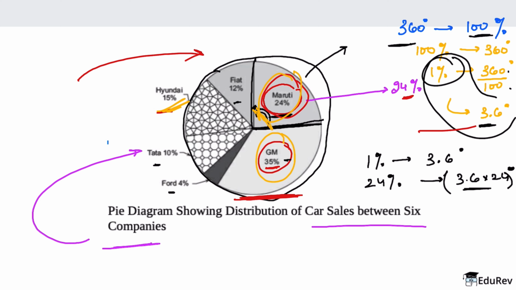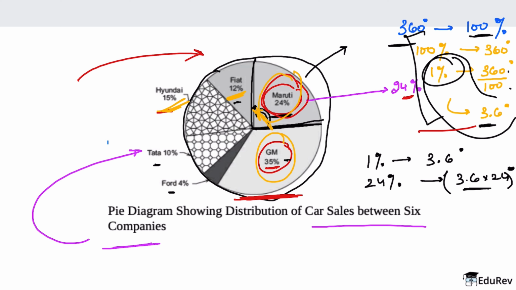And how to get the angles of these sectors is very simple. I was talking about Maruti, Fiat, Hyundai, Tata, Ford and GM. Now I know these percentages, so using the unitary method, I can simply do it. I'm going to do this one more time so that you do not have any confusion, and then we are going to move to the question.